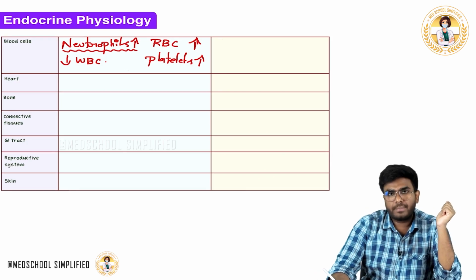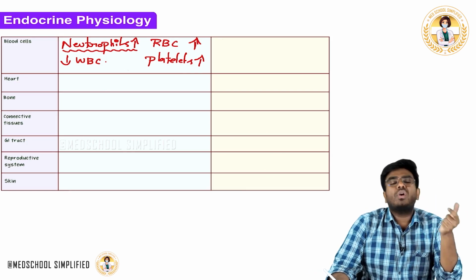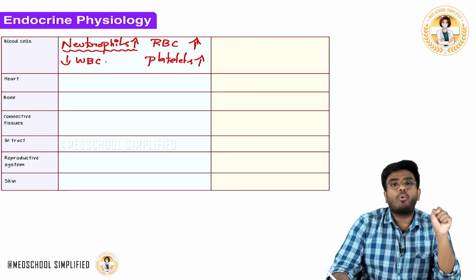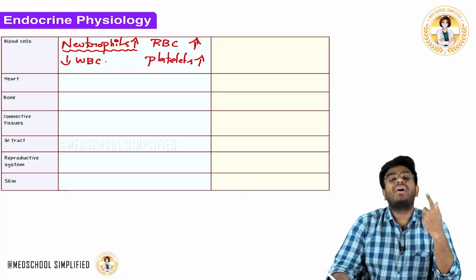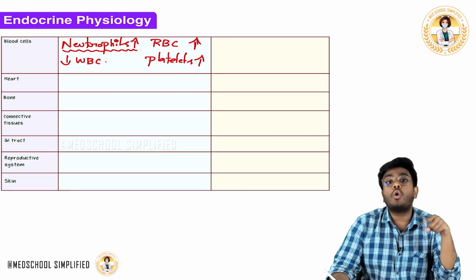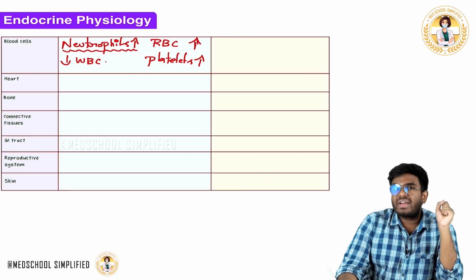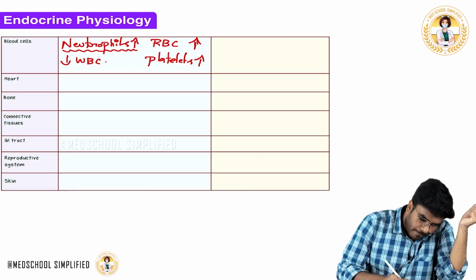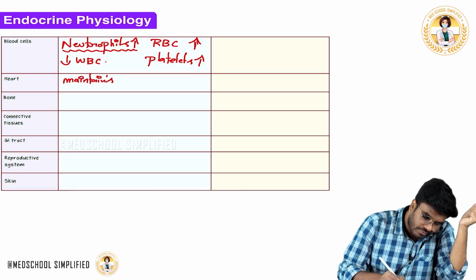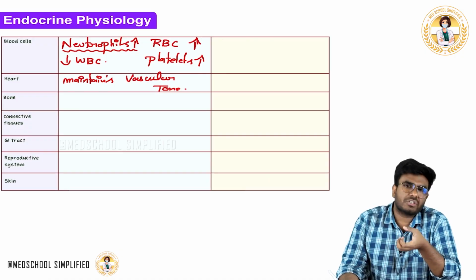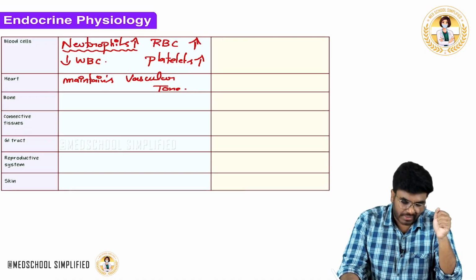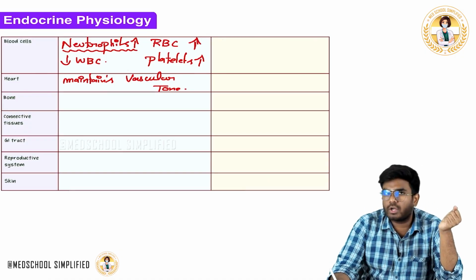Now, what happened to the heart? I don't want to speak about the heart in detail. The most important point regarding the effects of cortisol on the cardiovascular system is that cortisol is important in maintenance of the vascular tone. Cortisol maintains vascular tone, or I should simply say it causes the contraction of the blood vessels. Okay, increases the BP.